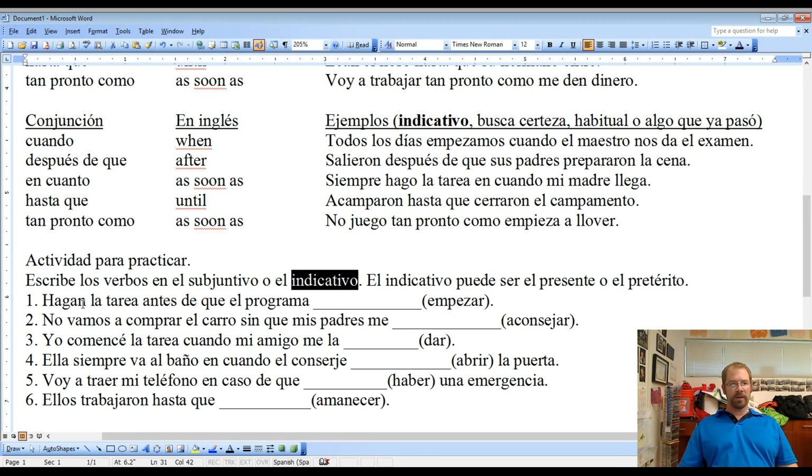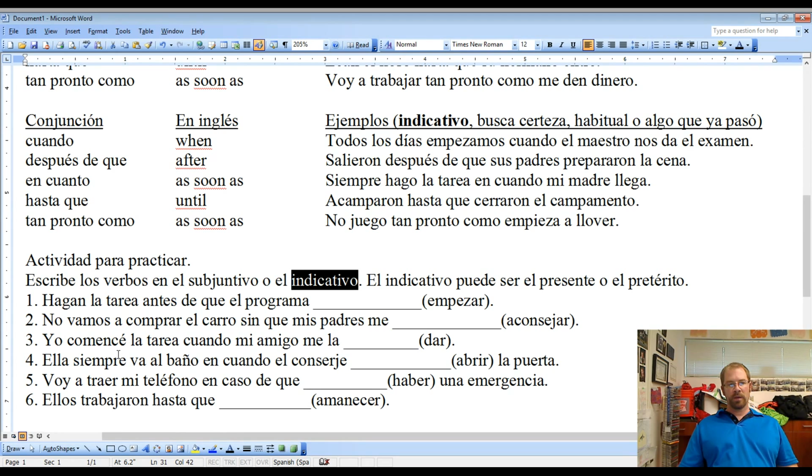So the first one, hagan la tarea, as a command. Do the homework before the program starts. I'm not going to tell you anything else, but that's what I'm looking for, okay? Number two says, no vamos a comprar el carro sin que mis padres me, and then aconsejar. So we're not going to buy the car without my parents advising me.